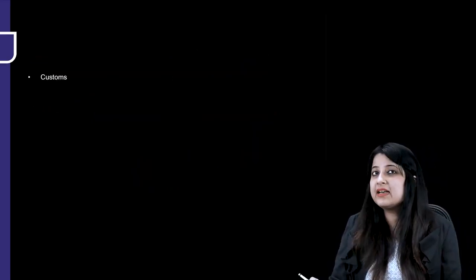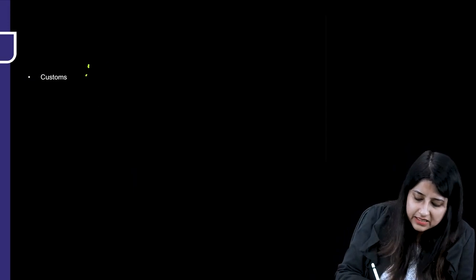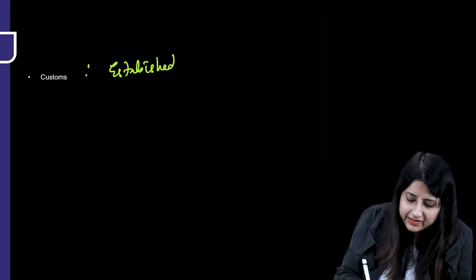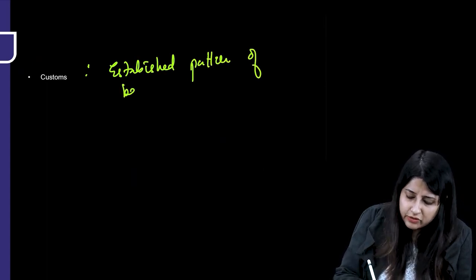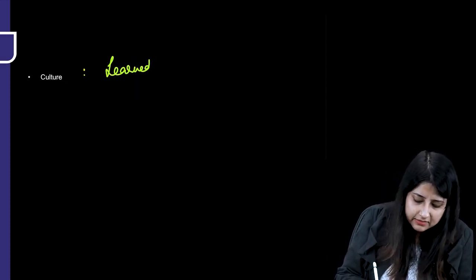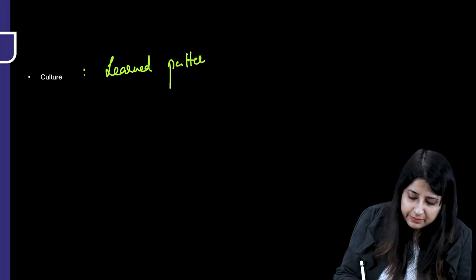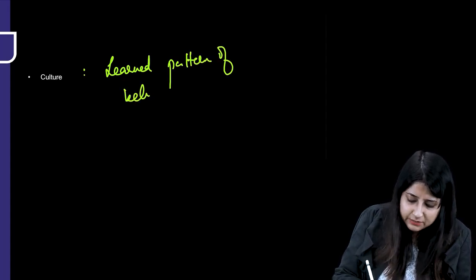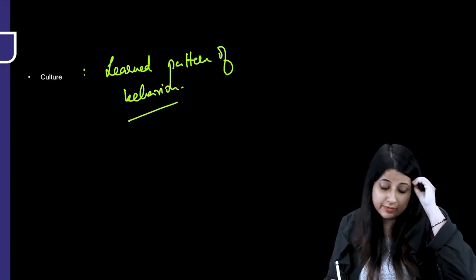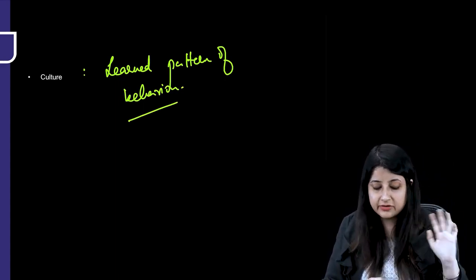Now what do you mean by customs, everybody? Customs are, any of this definition can come, an established pattern of behavior. Customs are what? Established pattern of behavior. That is what customs are. But what is culture? Culture is a learned pattern of behavior. Customs are certain things which are established, they are an established pattern of behavior. Culture is a learned pattern of behavior.